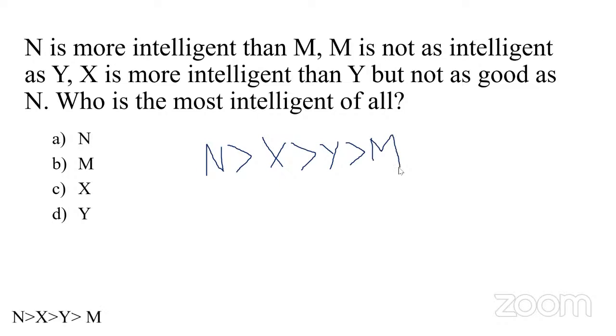It's correct. So how is it? Tell me, N is more intelligent than M, right? So I'm addressing each and every statement. Next, what has been given? M is not as intelligent as Y. So M is not as intelligent as Y means Y is more intelligent than M, right?